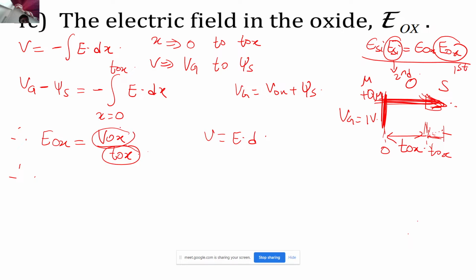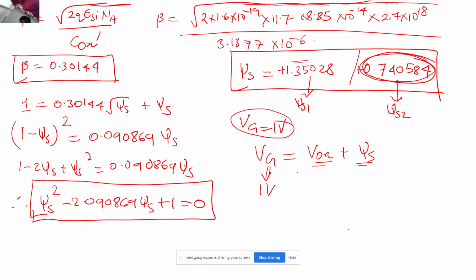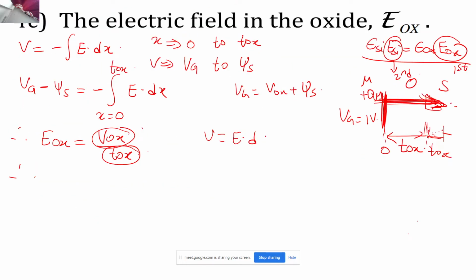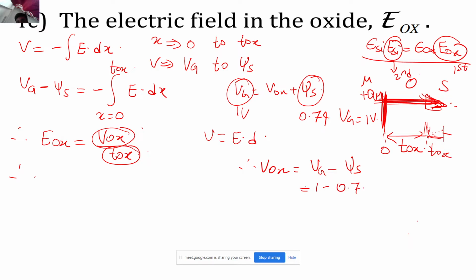Now I just need to find the value of Vox. Correct? So how can I find it? I had just found the value of Psi-S, which was 0.74. Now I know Psi-S, and I know Vg: this is 1 volt, this is 0.74 volts. So Vox is nothing but Vg minus Psi-S, which is 1 minus 0.74.